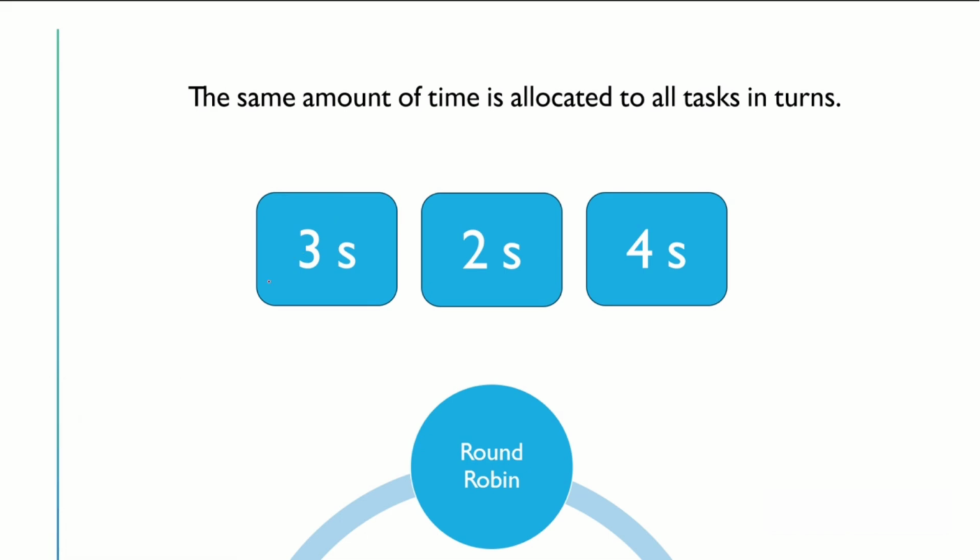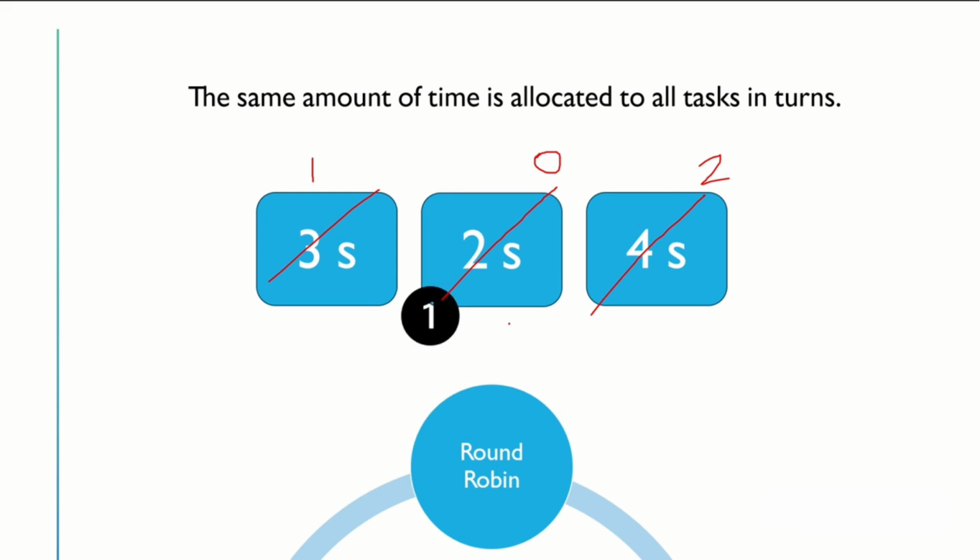So if it has completed 2 seconds, it will leave you with 1 second. If this has been completed with 2 seconds, this leaves you with 0, and then again 2 seconds, it will leave you with 2 seconds left. Now if you look at this point, you will notice that this task in the middle has been already completed.